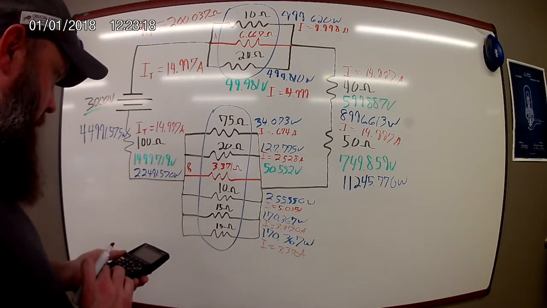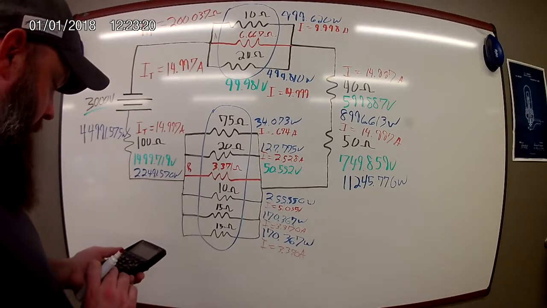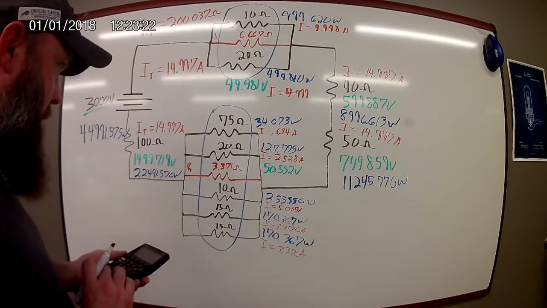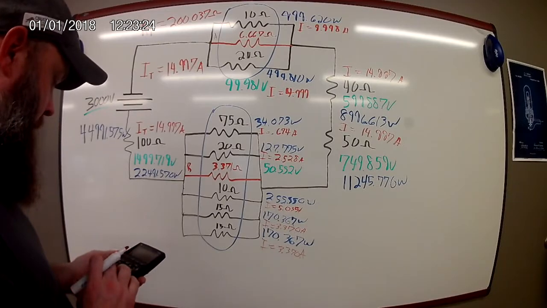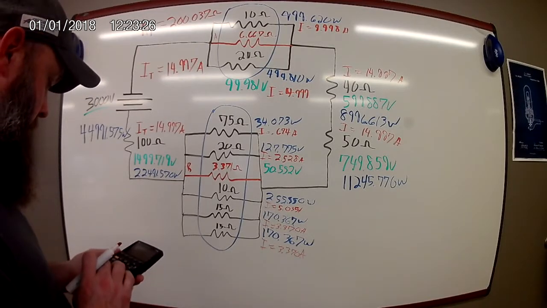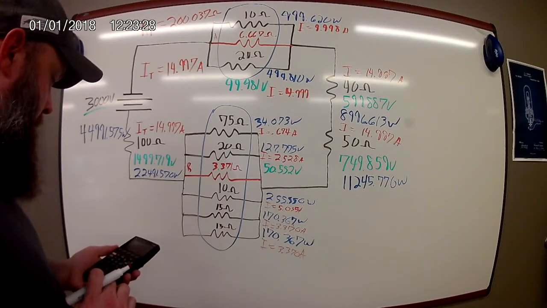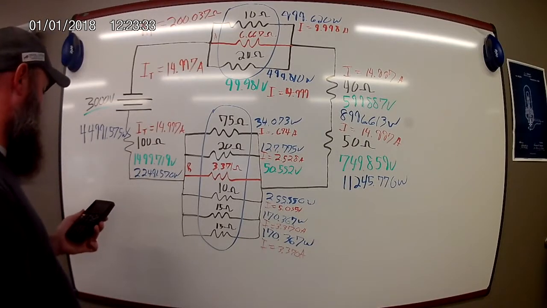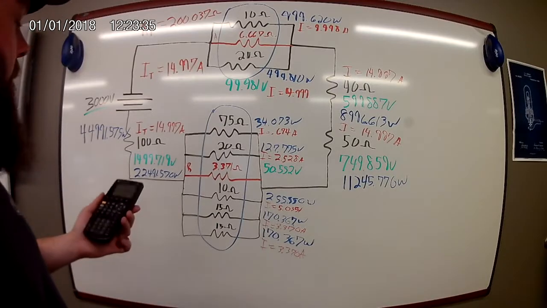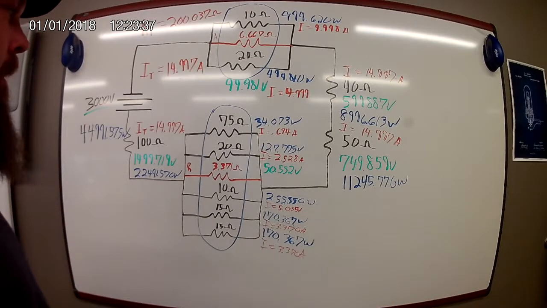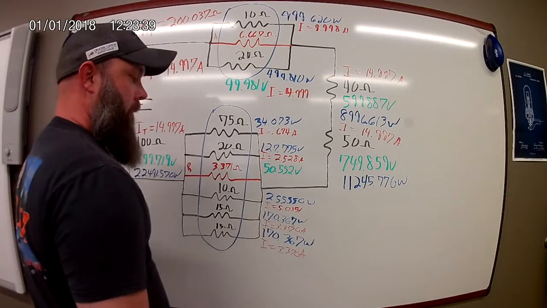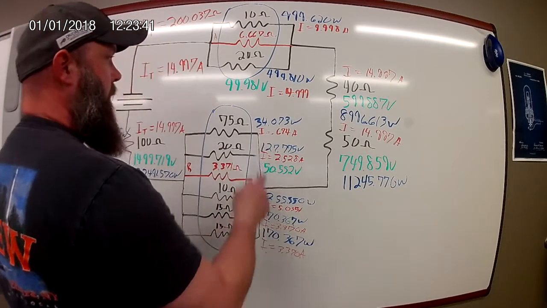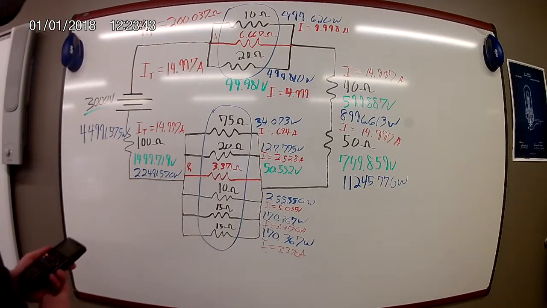Let's go back through and add up what we have and make sure that we're in the ballpark. Should be pretty close to what we're actually punching through. So on my calculator, I punched out to 14.9971. So I'm right there. For our currents, our power through each resistor.